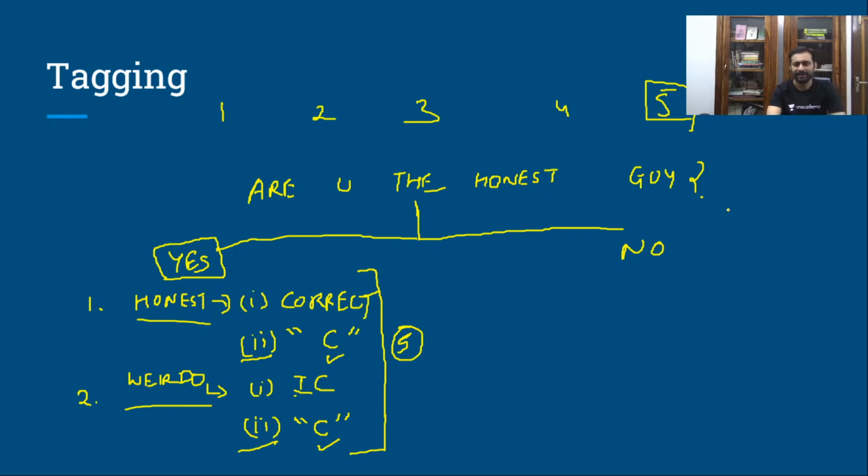Let's say I had asked, "Are you the honest guy?" and the person who responded said no. Who can say this? Can the honest guy respond this way to my question? I went to an honest guy and asked, "Are you the honest guy?" He won't respond by saying no. This is out. Only a weirdo could have answered this. When I asked the weirdo, "Are you the honest guy?" he said no. His first response was correct. What will be the second response?